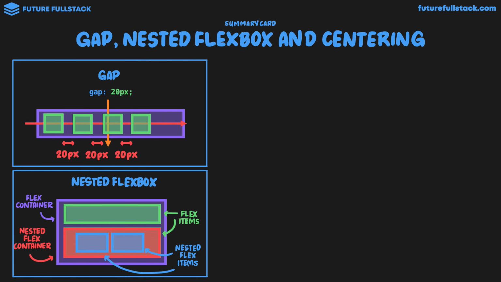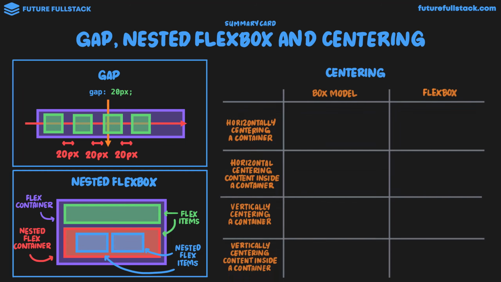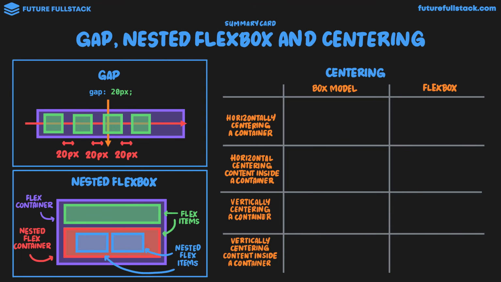So let's wrap up by finishing off the summary card, gap, nested flexbox, and centering. In this chapter, we looked at centering. I'm going to be summarizing this all inside this table, where we have our methods for centering, box model and flexbox in the columns, and our rows are the different cases.